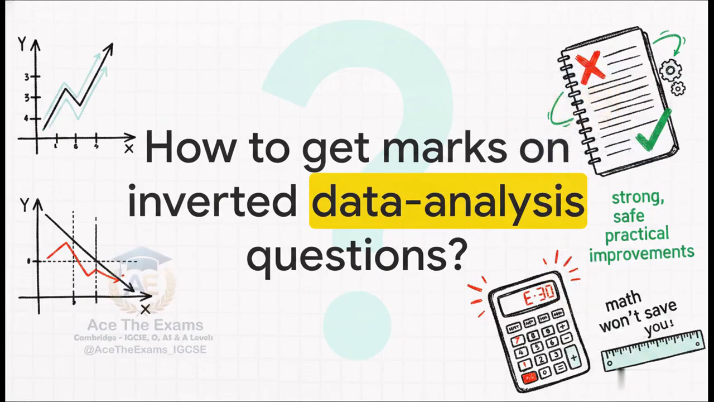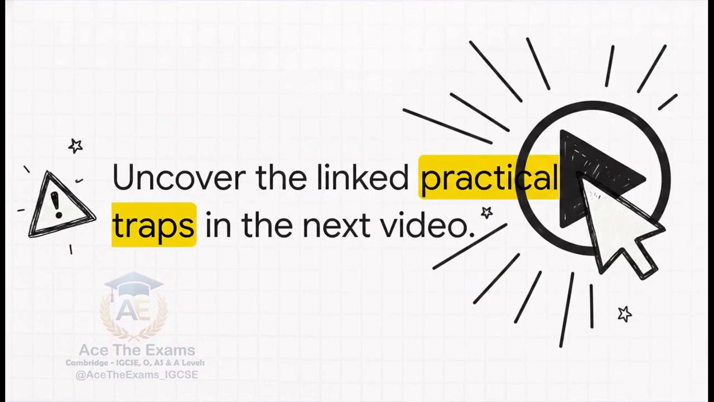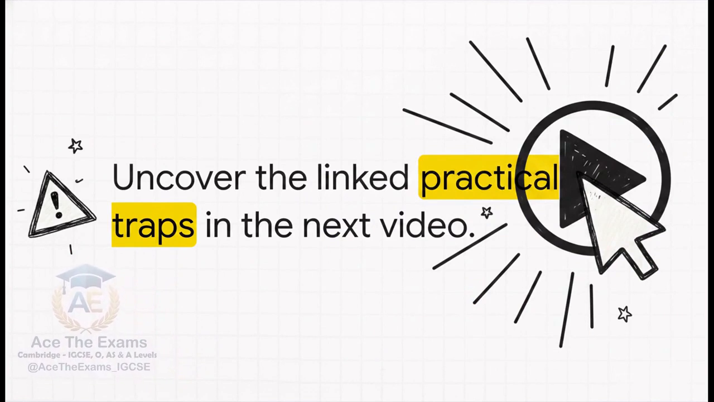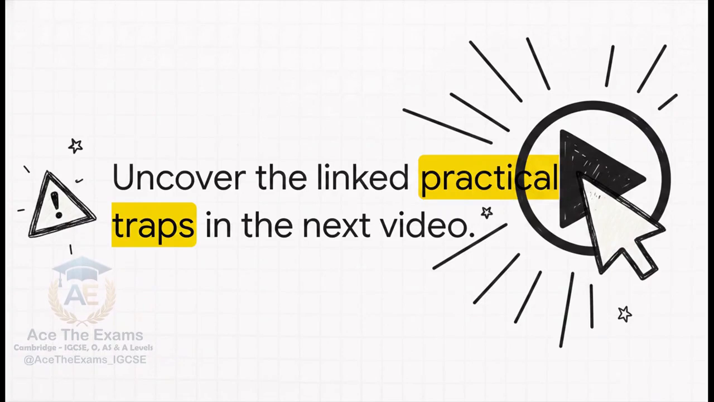If you don't know how to spot those graph axis errors or how to write strong, safe practical improvements, all that math we just perfected won't save your overall score. You absolutely cannot afford to lose those final grade boundaries on weak data analysis. What to revise instead is in Explainer B. Uncovering those linked practical and data analysis traps is your absolute mandatory next step.